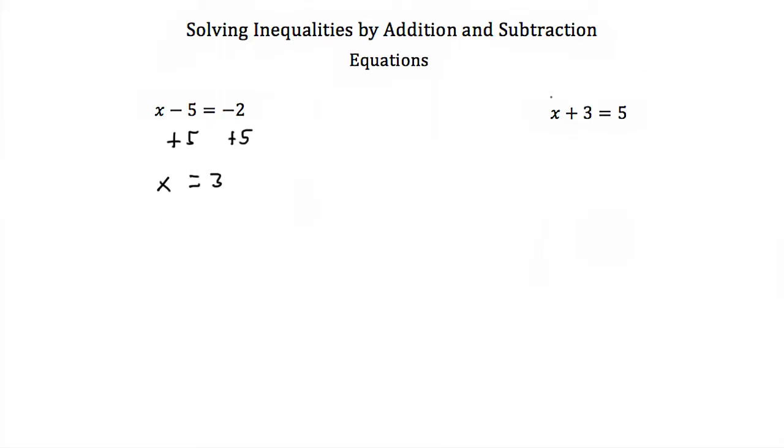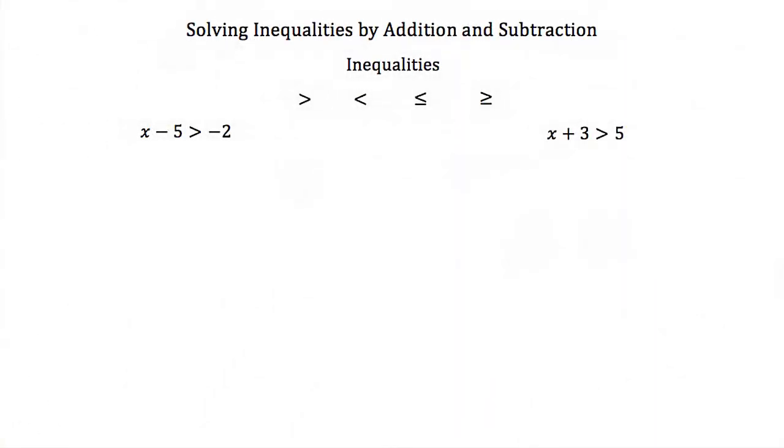And if we wanted to solve x plus 3 is equal to 5, we would just subtract 3 from both sides, and we would get x is equal to 2. Well, when we solve inequalities, we use the same method. It doesn't matter if it's a greater than, less than or equal to, or greater than or equal to. Regardless of what the inequality sign is, we use the same steps to solve for x.